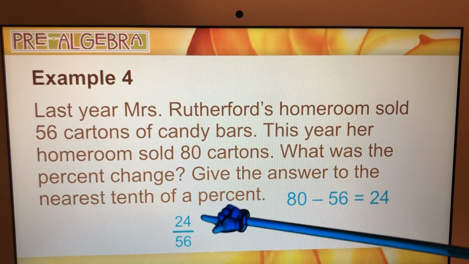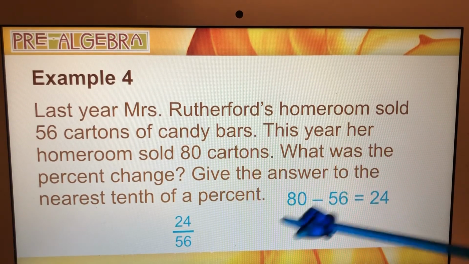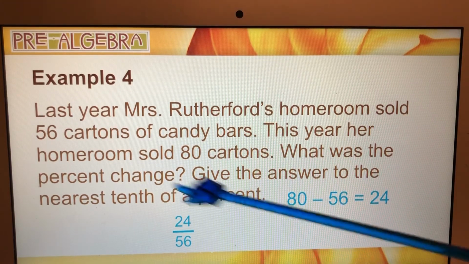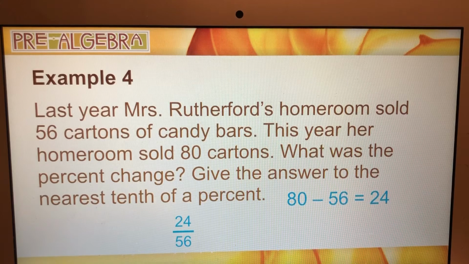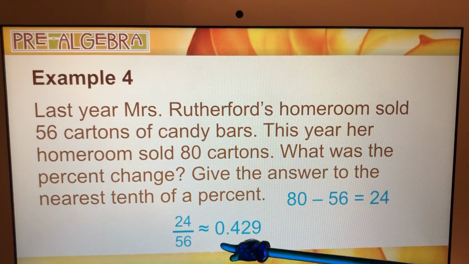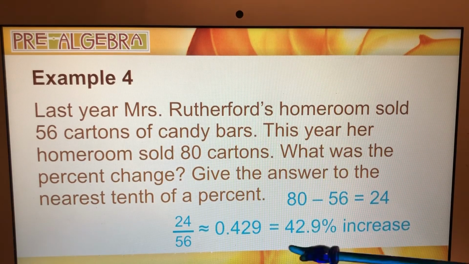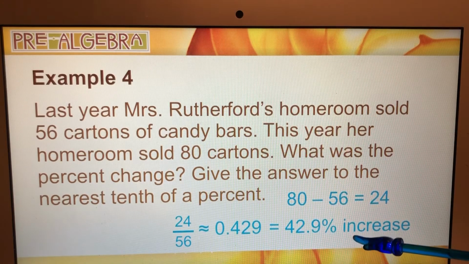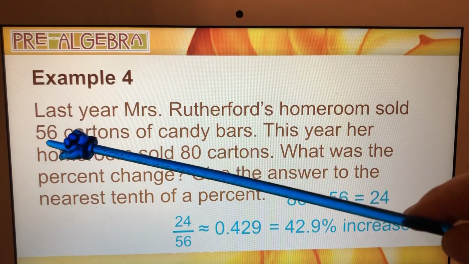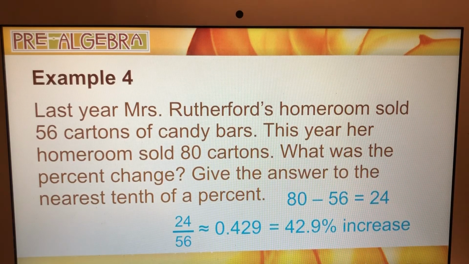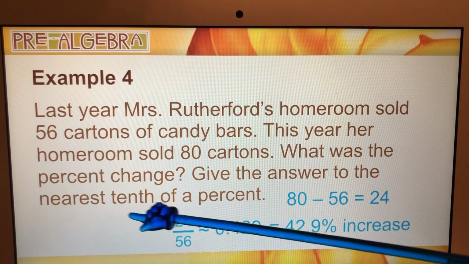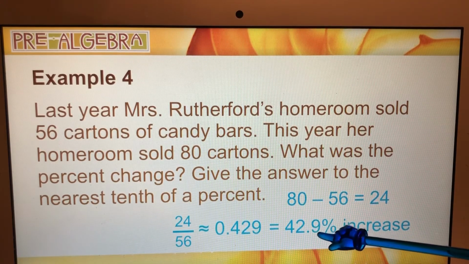Then I'm going to put 24, that's my amount of change, and divide by the original amount, which is 56 cartons. That's going to give me approximately 0.429. I can convert that to a percent. It'll be a 42.9% increase because it went from 56 cartons up to 80 cartons. This is a 42.9% increase. Now it says round to the nearest tenth of a percent. So that's why this is the tenth of the percent. This is the tenth place.